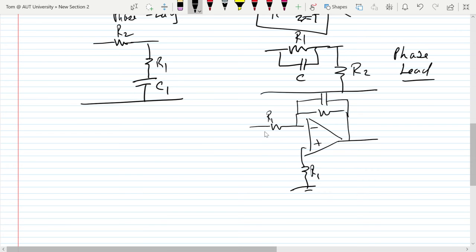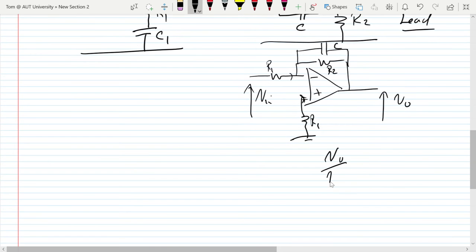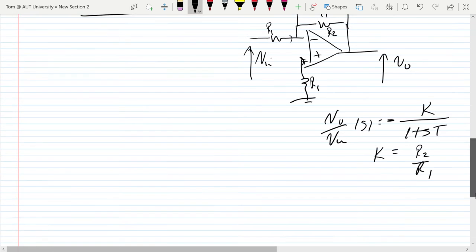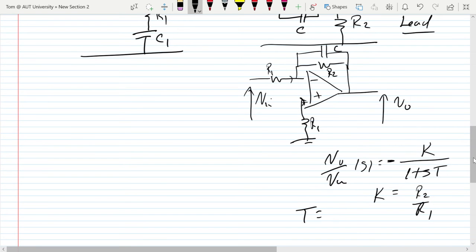R1 just for the DC, so it's the same currents going in both of these. That would be R2, and that would be a C. V out over V in. If you take the transfer function of that, you get V out over V in. It's also first order. We can write that as K over 1 plus ST, where again K is equal to R2 over R1. Actually, there's a minus sign there. It inverts because it's an inverting amplifier, but I'm not worried about the inverting sign for the moment. And T is equal to CR2 in this case.